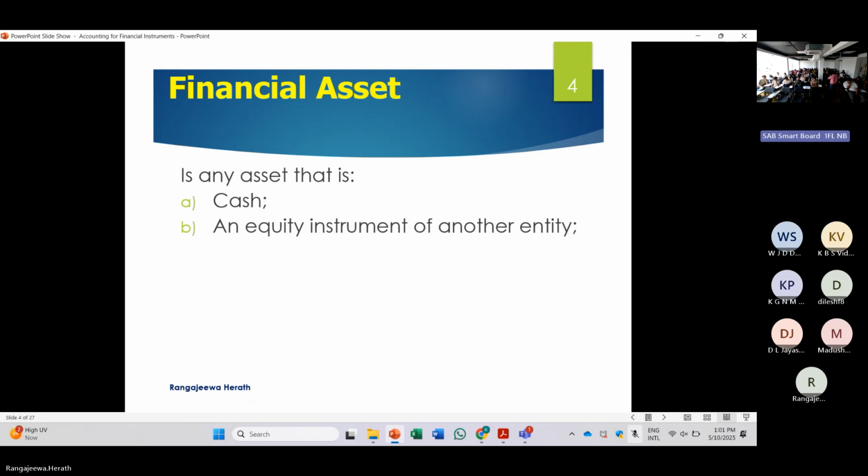That means when you invest in ordinary shares of another company, that is a financial asset. So we will discuss how to account for the investment in ordinary shares that is covered under financial asset.